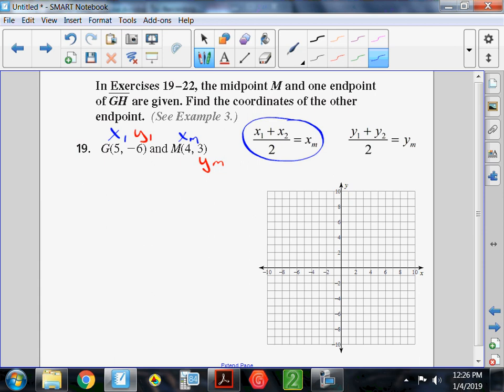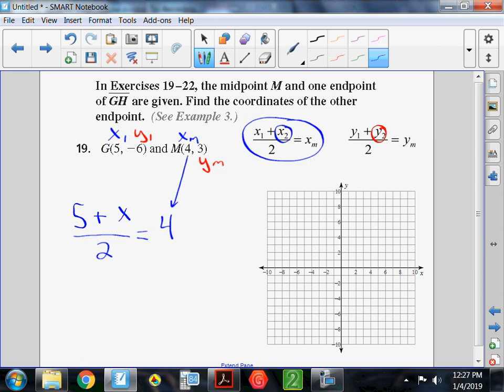I'm going to use this formula I just circled in blue to work with the X's. I don't know X sub 2 and I don't know Y sub 2. That's the point I'm trying to find. But I can set up the equation with everything else. So to do the X's, I'm going to say X sub 1, which is 5. So take the X that I know and add X to it, because there's an X I don't know for the other endpoint. The two X's divided by 2 should equal the midpoint. So the 4 from the midpoint came there.